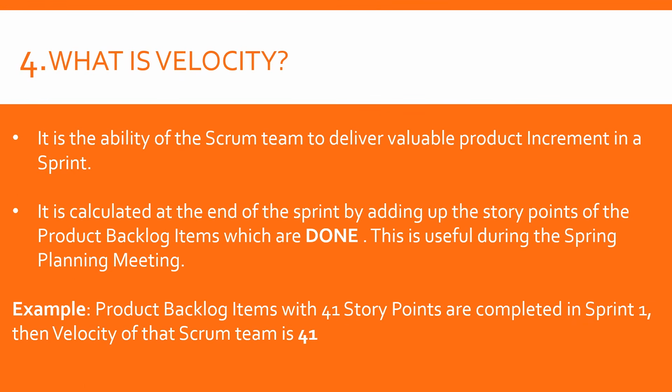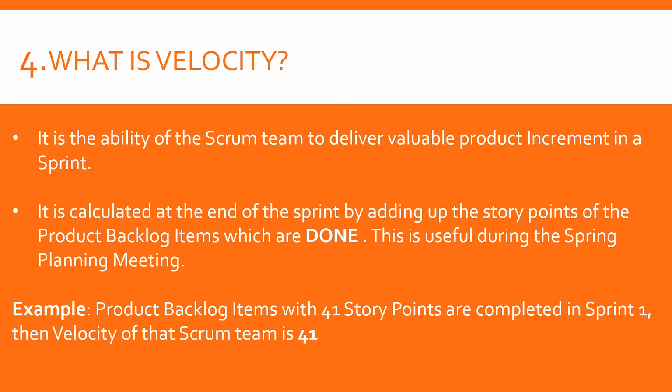Question number 4 is, what is velocity? So ideally, it is the ability of the Scrum team to deliver valuable product increment. It's calculated based on the story points of the backlog items which were delivered, or we can term it as done, in that particular sprint. So let's say, for example, 41 story points worth of product backlog items were completed in sprint 1. Then the velocity of that Scrum team can be termed as 41.